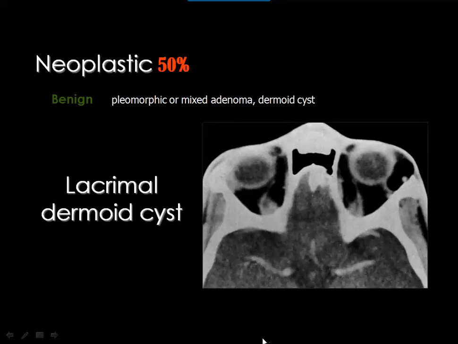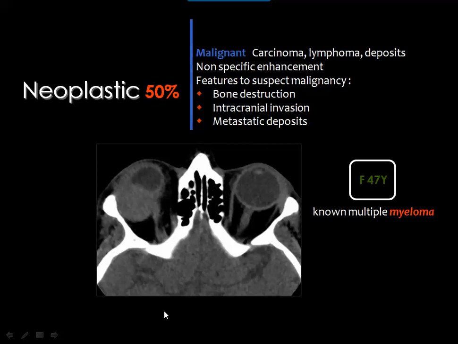The neoplastic lesions in the lacrimal gland may be benign, like pleomorphic adenoma or dermoid cyst, for example, and this is a good example of dermoid cyst containing fat in the region of the lacrimal gland on the left side. Then malignant lesions in the lacrimal gland may represent carcinoma, lymphoma, metastatic deposits, or any kind of primary malignancy. Then look at this patient who is known to have multiple myeloma and presented by proptosis and lacrimal gland swelling that proved to be a myelomatous lesion in the lacrimal gland.